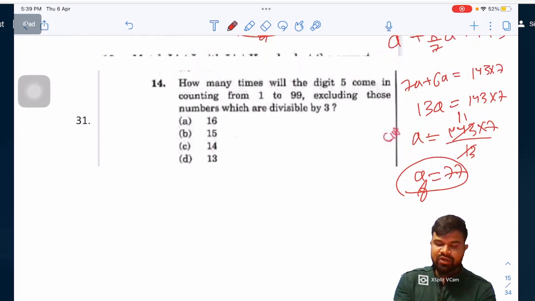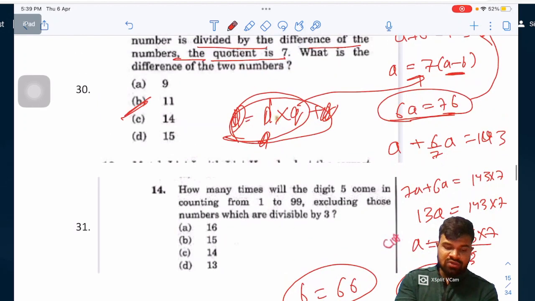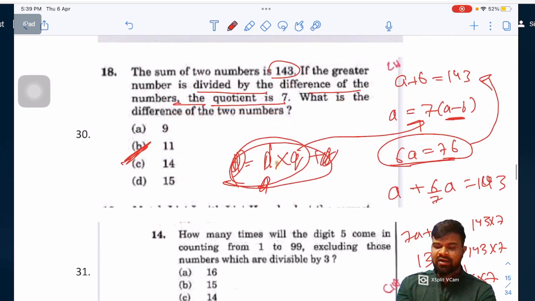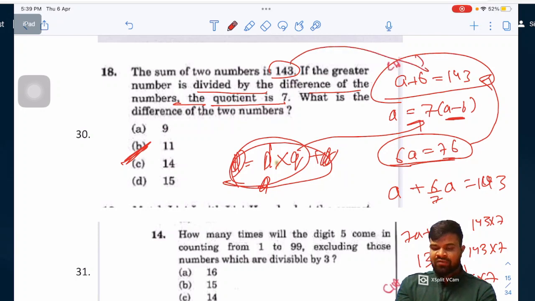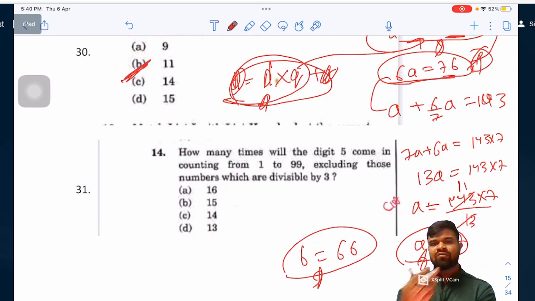And when we put it back, we will find that b is equal to 66. So the difference is 11. So this is a calculation-heavy question, some kind of calculation is required. But what are you doing? You are just converting the English language into the language of maths. These are the two equations. Based on these two equations, you try to find the value of one variable, and then you will find the value of the other variable. This question is calculation heavy, and it should be done in that way only.